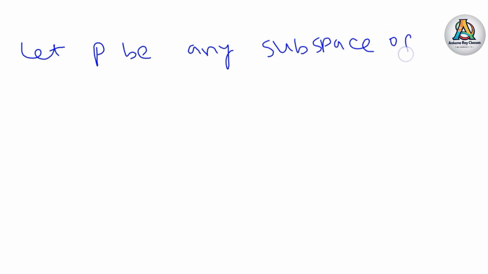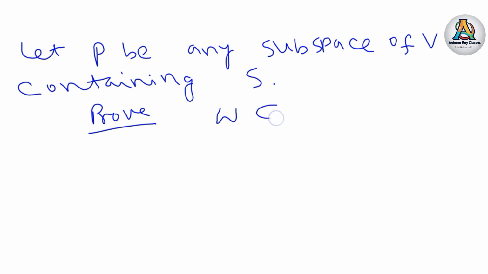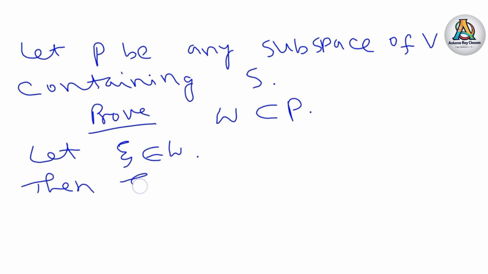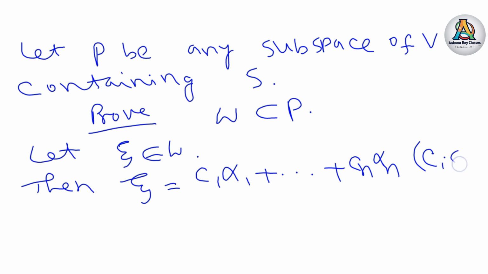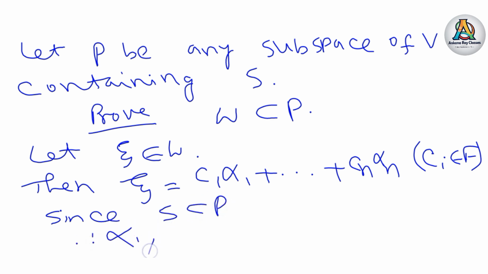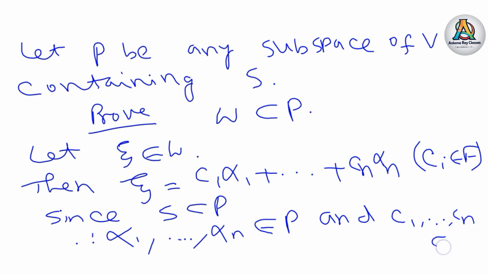Now we prove that W is the smallest subspace of V containing the set S. Let P be any subspace of V containing S. We prove that W is a subset of P. Let Xi belong to W, then Xi is equal to C1 alpha 1 plus C2 alpha 2 up to Cn alpha n, where Ci belongs to F. Since S is a subset of P, therefore alpha 1, alpha 2, up to alpha n belong to P, and also C1, C2, up to Cn belong to capital F.